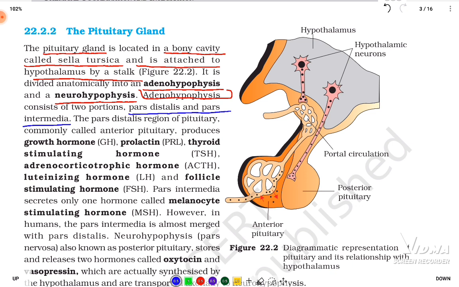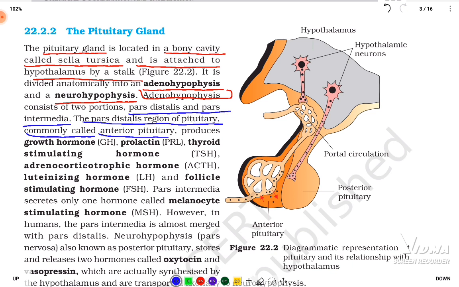The pars distalis region of the pituitary is commonly called the anterior pituitary. So adrenohypophysis is dealing with the anterior pituitary. This line is giving us that particular clarity, and we understood one thing, that adrenohypophysis is divided into two portions: pars distalis and pars intermedia. Now pars distalis, when you consider, what is it all about? It produces what type of hormones?